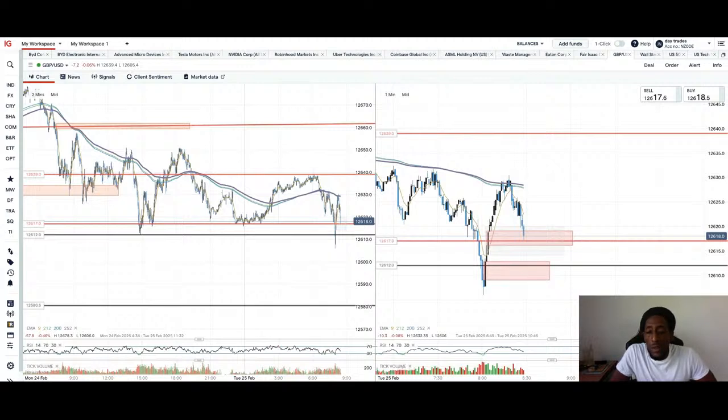Otherwise, I'm going to look for some type of failure within one of these two fair value gaps to go long. We see what the market does. We might just want to take out the low, who knows. But for now, we've had a clear displacement. We've moved above the last previous higher low. This was our last higher low. Made a low. We've bounced above that.